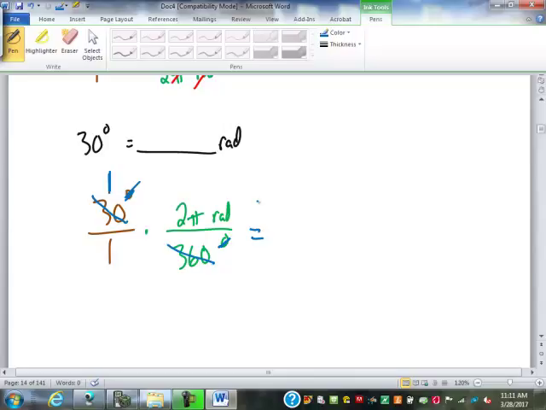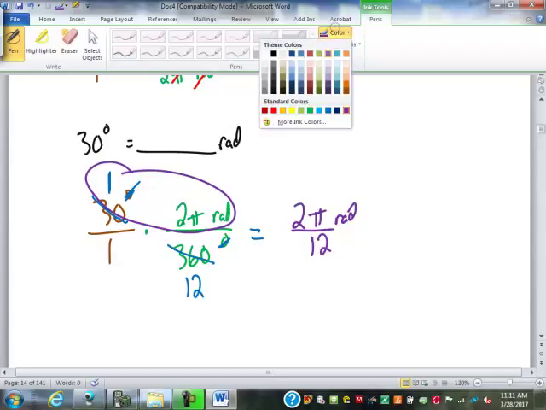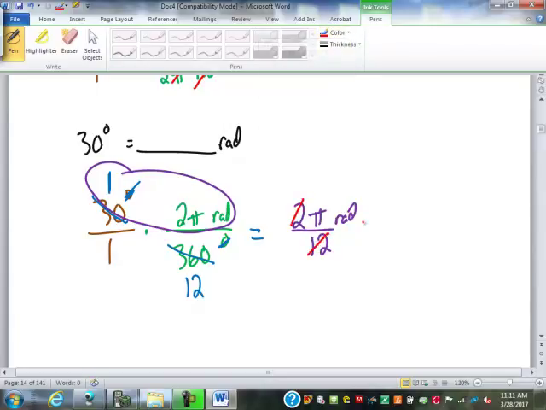So 30 divided by 30 is 1. 360 divided by 30 is 12. So now I have 1 times 2 pi radians is 2 pi radians. On bottom I've got 1 times 12 is 12. I can still reduce the 2 and the 12, both divided by 2. So that's just pi over 6 radians.